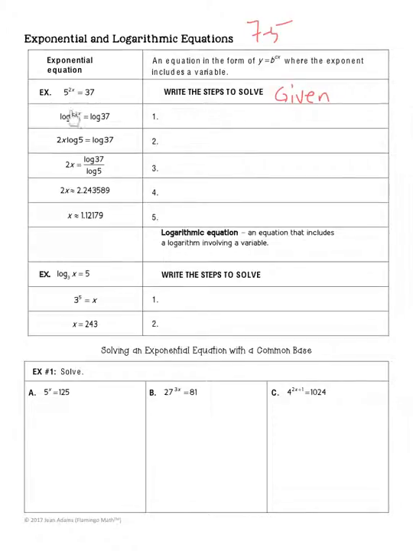So if you look from here to here, the only thing that changed, you got the 5 to the 2x here and the 37 here. The only thing that changed is you took the log of both sides. So you can actually take the log of both sides to help you get this variable out of the exponent. So there's a reason there.